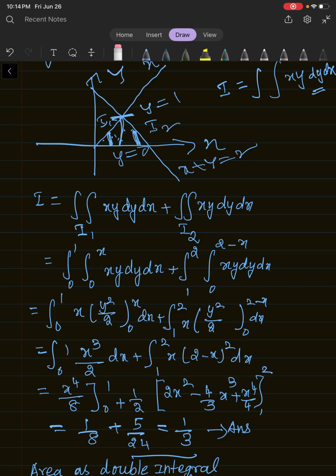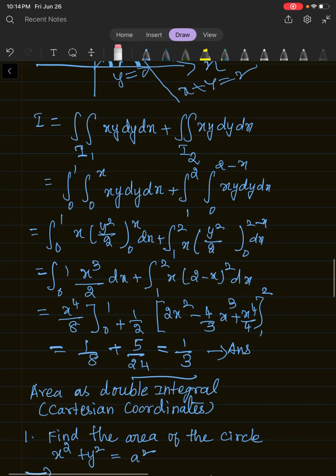For the region I1, y limit is 0 to x and x limit is 0 to 1. For region I2, y limit is 0 to 2 minus x and x limit is 1 to 2. Now we are going to integrate I1, I2 with respect to y, then with respect to x.